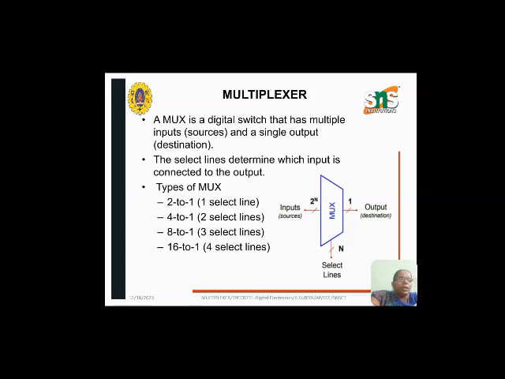In the case of say 8 to 1, 8 can be written as 2 power 3. So capital N value is 3, so you will be having 3 select lines. In the case of 16 to 1, similarly 16 can be written as 2 power 4. So capital N value is equal to 4 and you will be having 4 select lines.